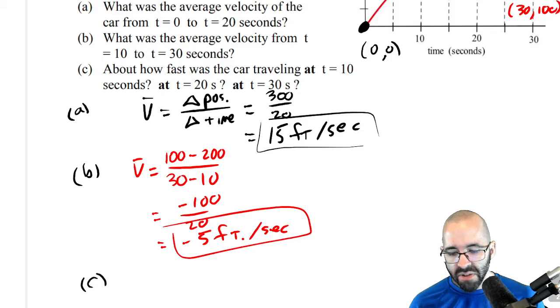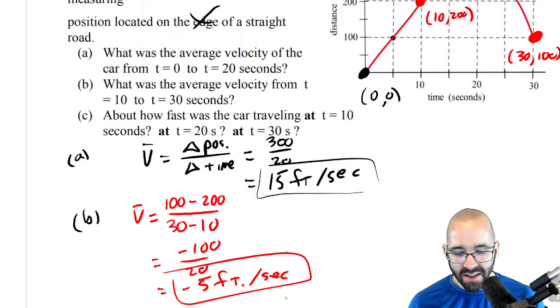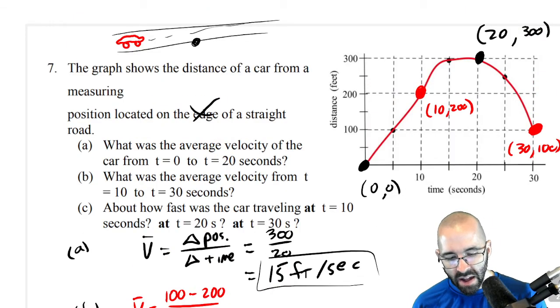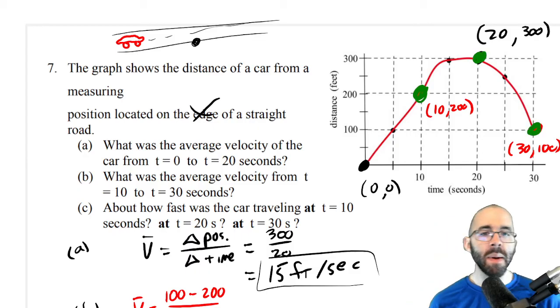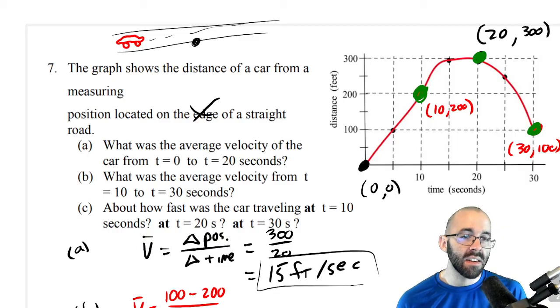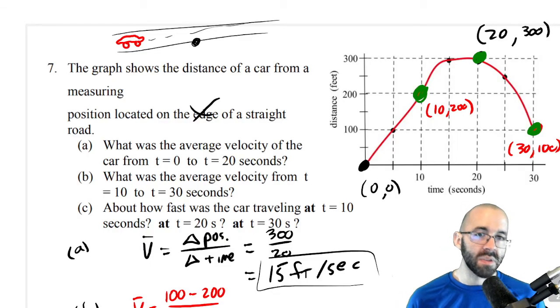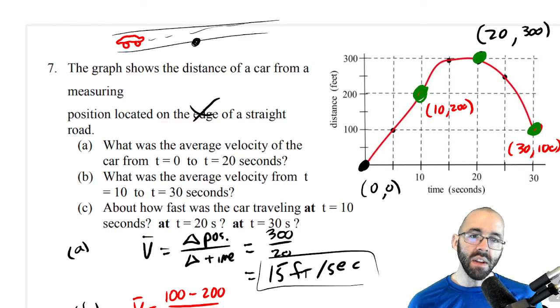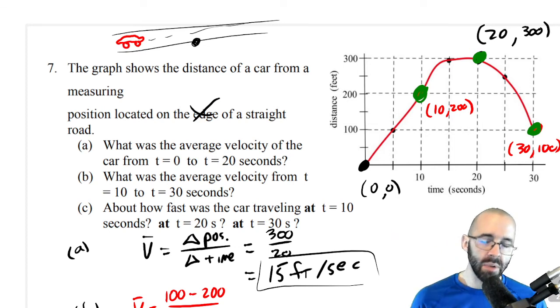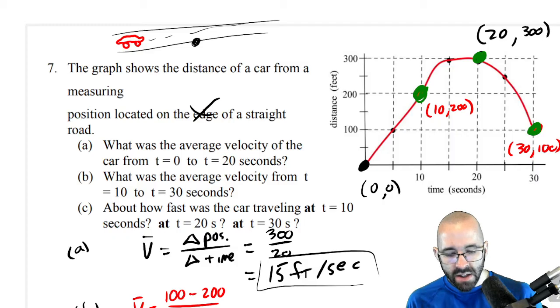Finally, letter C, how fast was the car traveling at these 3 points? How fast was the car traveling at this point? At this point. At this point. So remember, instantaneous velocity is all about slopes of tangent lines. If we had secant lines get really, really close, the points of secant lines get really, really close to each other. So what do we think the slope is right here?